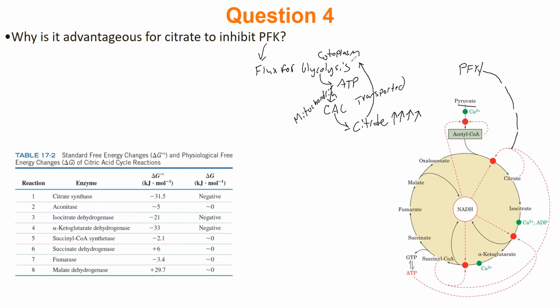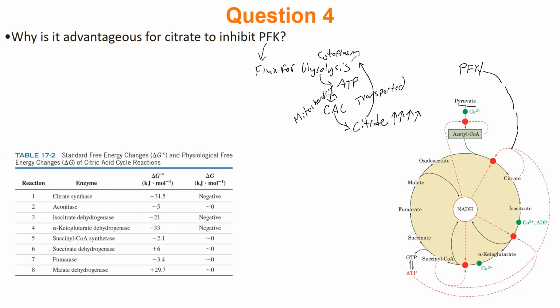Maybe start running the pentose phosphate pathway, right? So that's before PFK, and you can just shuttle off over there. Or how about you start making glycogen, right? Who knows when you're going to eat next? Start storing that instead.